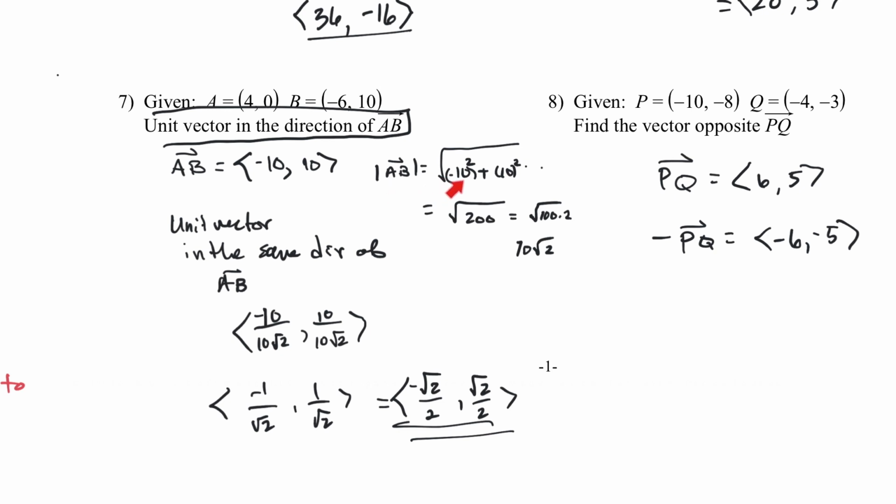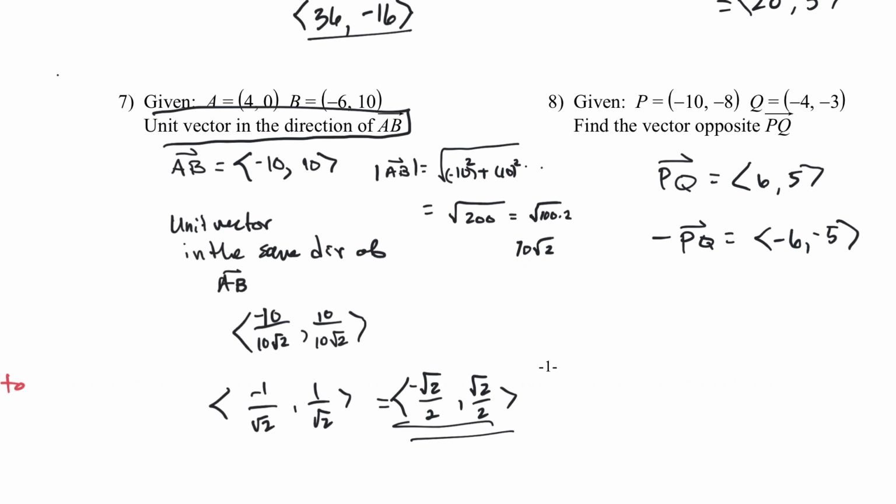So we do that. Negative 10 squared plus 10 squared gives me the square root of 200, and that would be 100 times 2. So we take the square root of each of these numbers. It's nice that 100 does have a square root, 2 doesn't, not a whole number anyway. And so we end up with 10 square roots of 2.